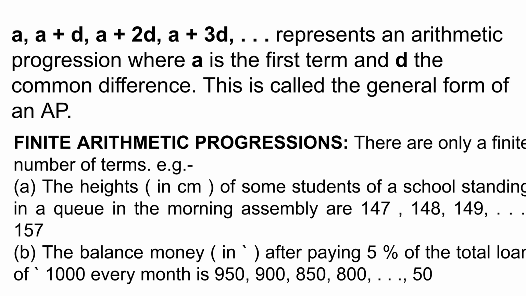Finite arithmetic progressions. There are only a finite number of terms, e.g., (a) the heights in centimeters of some students of a school standing in a queue in the morning assembly are 147, 148, 149, ..., 157. (b) The balance money in rupees after paying 5% of the total loan of 1000 rupees every month is 950, 900, 850, 800, ..., 50.